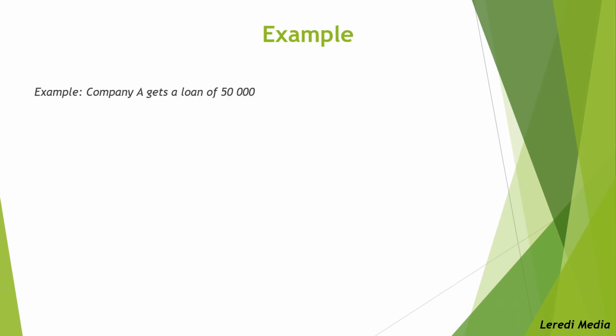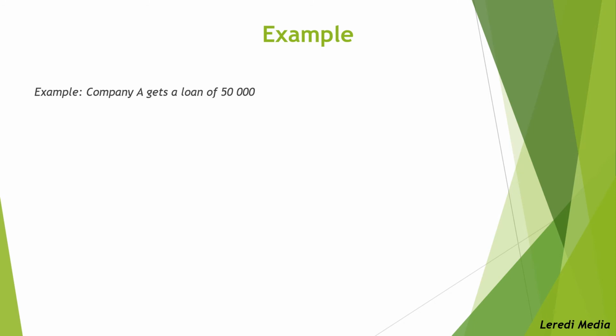Now let's look at an example, a very basic example. Company A gets a loan of 50,000. What we need to ask ourselves here is two questions. The first question you need to ask yourself is, do we have an obligation? The second question you need to ask yourself is, are we controlling something which will result in future economic benefits?